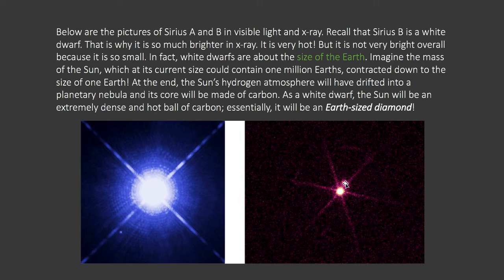Now, what is it made of? Well, at that point, all the hydrogen and helium will have been exhausted, and the carbon that couldn't be fused together will be left behind. So it's basically a giant ball of carbon. And that's what a diamond is. So you can think of a white dwarf as an Earth-sized diamond.